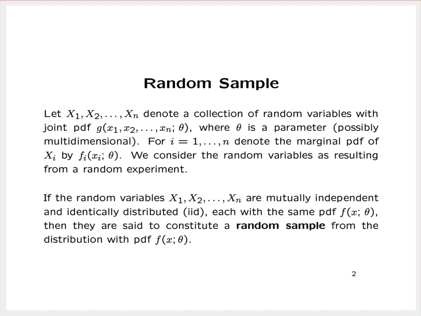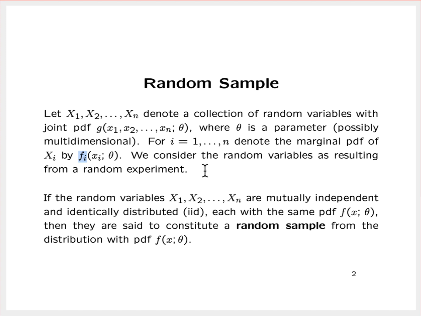Let x1, x2, and so forth up to x sub n denote a collection of random variables with joint PDF given by lowercase g, and notice that this is a function of the values taken on by the n variables, and there's a parameter theta which is possibly multidimensional. Now for each i going from 1 to n, denote the marginal PDF of x sub i by f sub i.